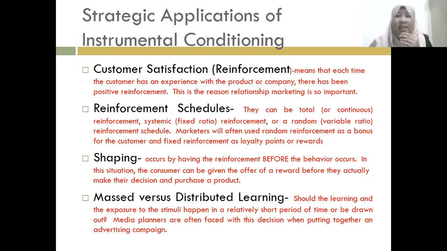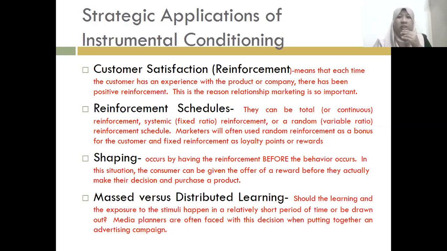You go to McCafe. Every time you buy something like a McCafe drink, they will stamp your card, right? So this will reinforce you to go, because it's continuous. Every time you go, they stamp. And then for fixed reinforcement, they said loyalty points or reward. When you go for the sixth time, you will get a free one. After you fulfill all six times, you get the free one. That one is what we call fixed ratio reinforcement. I think I have a sample, but later.